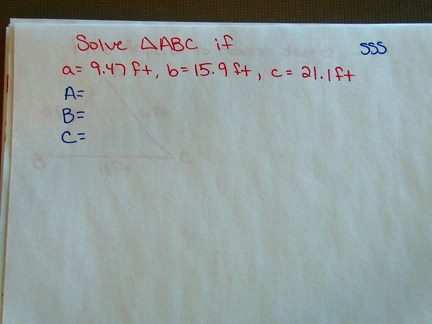So this one's different than the other ones we've had, because the other ones we had at least one angle. Now we have three sides. All of our laws of cosine deal with an angle. So what do you think we're going to do? Can we still use our law of cosines even if we don't know an angle?